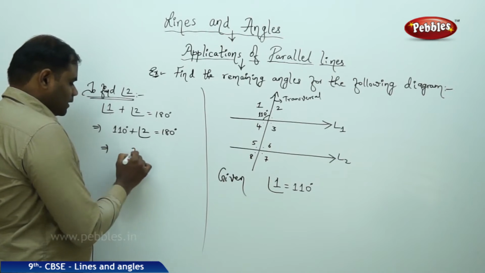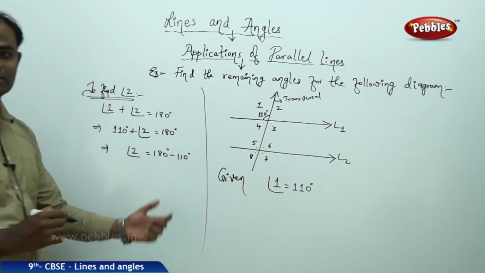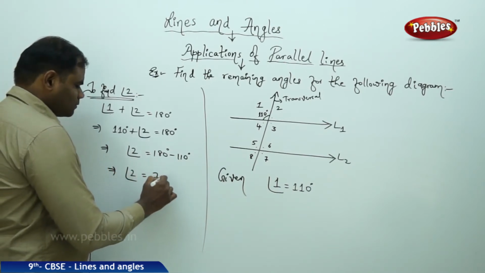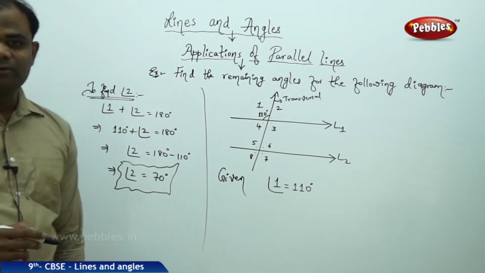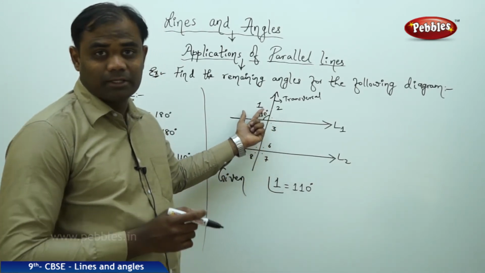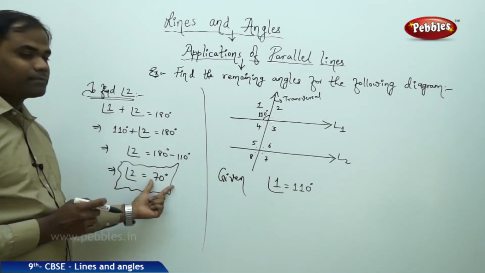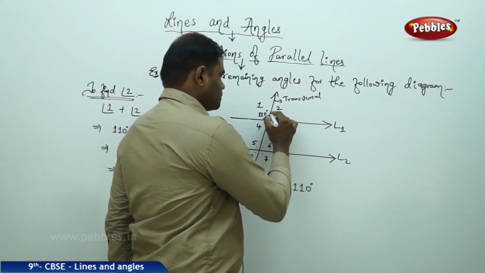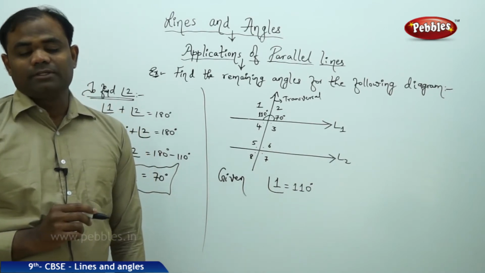Therefore, when I find angle 2, this is 180 minus 110, which on further simplification gives angle 2, which is 70 degrees. Therefore, my angle 2, utilizing angle 1 which is given to be 110 degrees, is found using the straight line property, and I get angle 2 which is 70 degrees. That is how I get this angle to be 70 degrees.